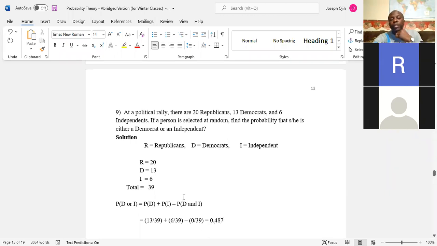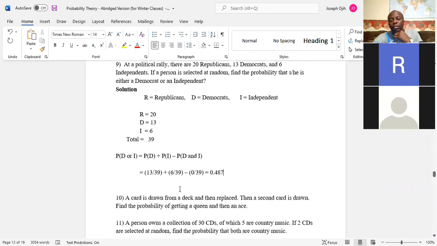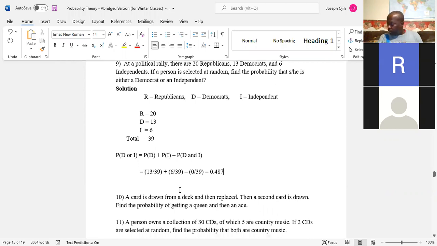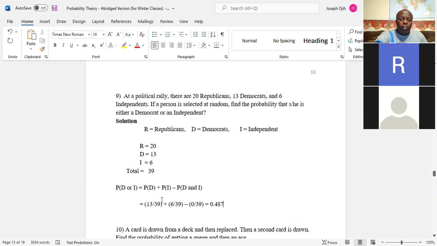Okay. That answered the question. We are done with that part. Any question on this? Yes, Professor. Yeah, the 0/39, where is it from? Can you see this part? Democrat and independent. Can you be a Democrat and independent at the same time? No. That's the time is 0. Okay. Any other question? No, I was about asking the same question.